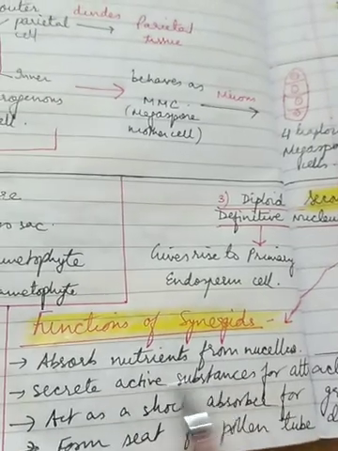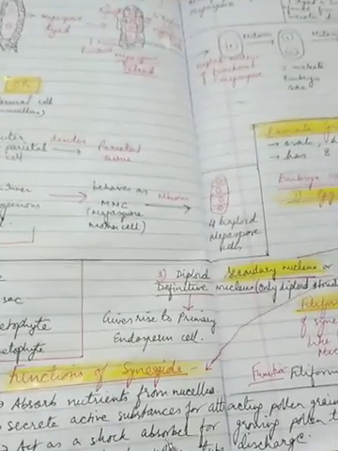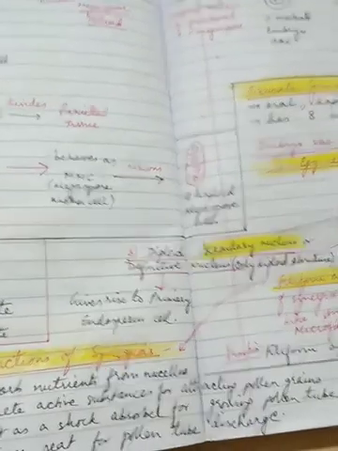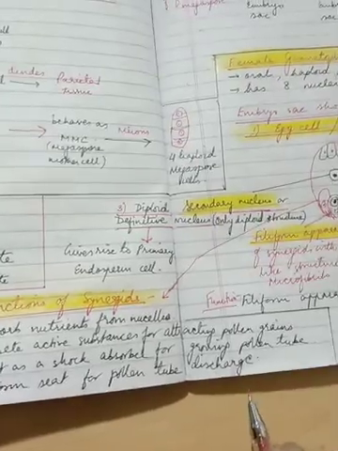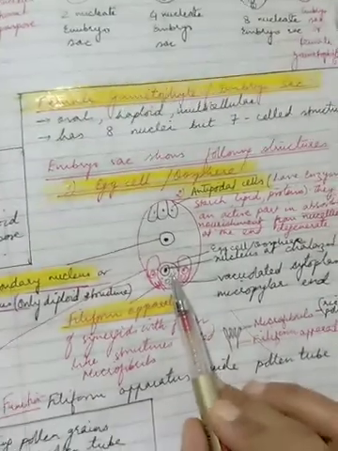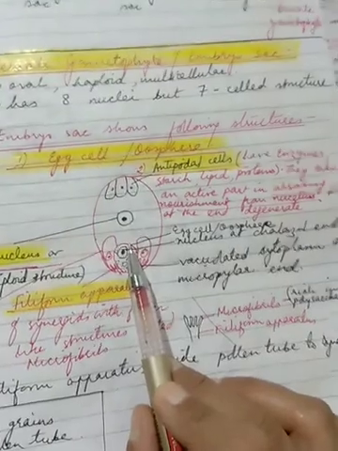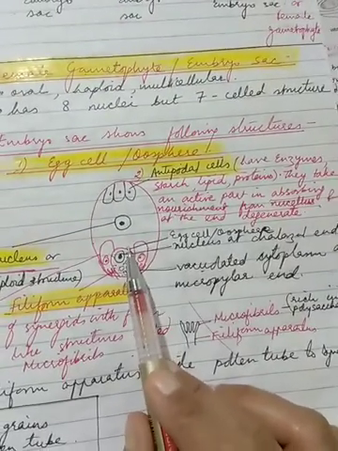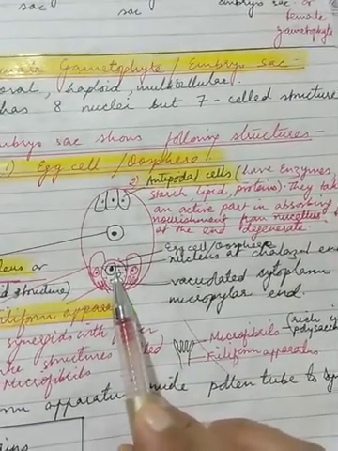Let us see the other functions of synergids. Synergids absorb nutrients from the nucellus, secrete active substances for attracting pollen grains, act as a shock absorber for the growing pollen tube, and they form the seat for pollen tube discharge. So synergids have a lot of roles to play, right? And herein the egg cell is ultimately the most important part, which will be discussed later during the fertilization process. That is, this is one of the places where the male gamete will come through the pollen tube and will fuse here, right, to form the zygote.